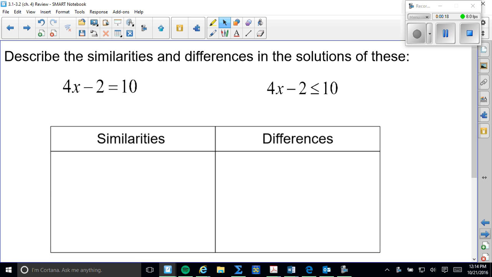Alright, so in your notes, what I want you to do is describe the similarities and differences in the solutions in both of these. However, you don't necessarily have to solve them. Use what prior knowledge you know about an equation and an inequality. What are the similarities? What are the differences? Go ahead and pause the video and write down some similarities and differences. Remember, you don't have to write a ton. 1 or 2 will work for both.